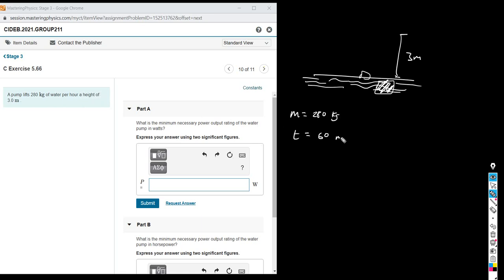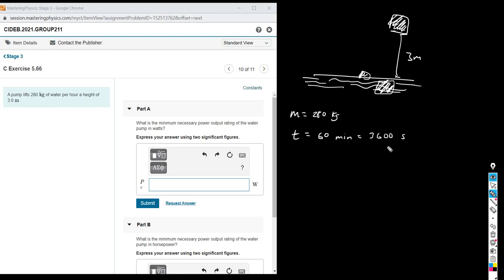which is 60 minutes, right? Or 3,600 seconds. Remember, we need to convert it to seconds. So this pump is going to bring this mass of water to this height, 3 meters, every hour. It's going to put 280 kilograms of mass of water to this distance every 3,600 seconds. That's what the pump is doing.